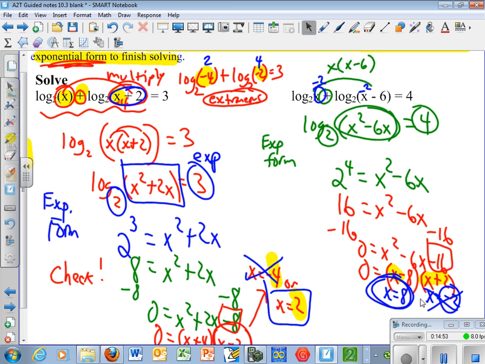There is a possibility you could get an answer and then you have to throw it out, so it could be a no solution. Always check for extraneous.